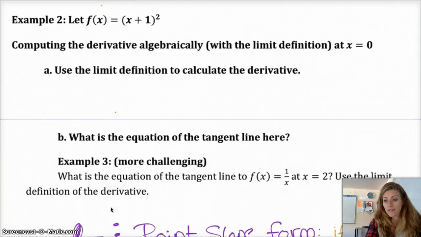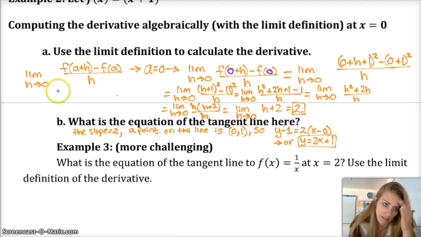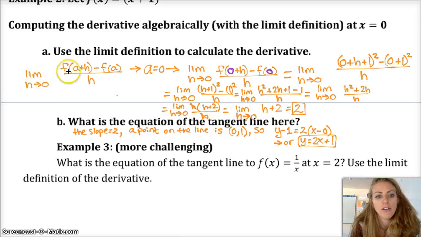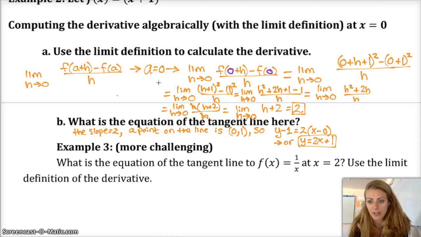So go ahead and try it, see if you can figure it out, then I'll go over it real quick. Okay, so to start for this one, remember that our function was x plus 1 squared. I start out with the limit definition, that the limit as h goes to 0 of f of a plus h minus f of a over h. In this case, we're curious about the function at x equals 0. So that's what a is, the value that you're looking at on the x-axis. So I replaced all my a's with zeros.